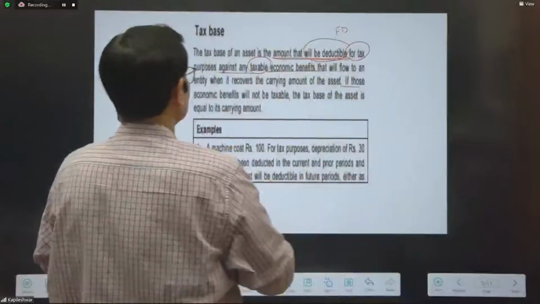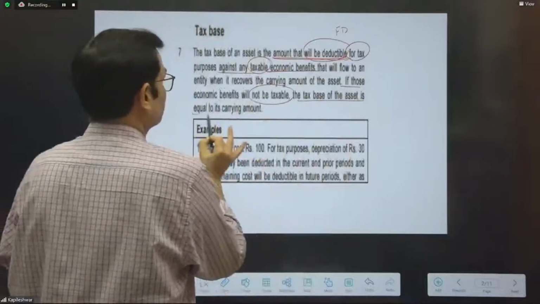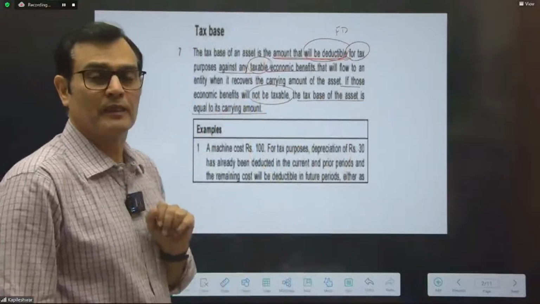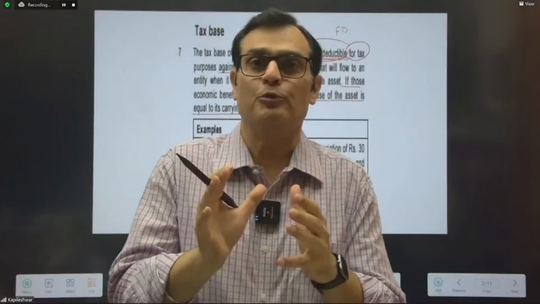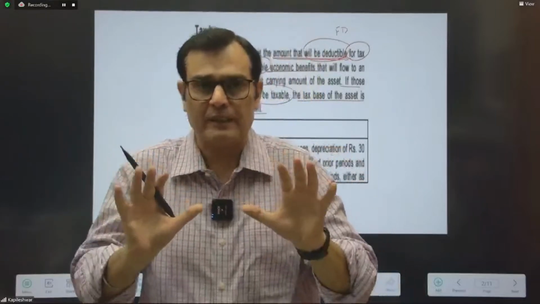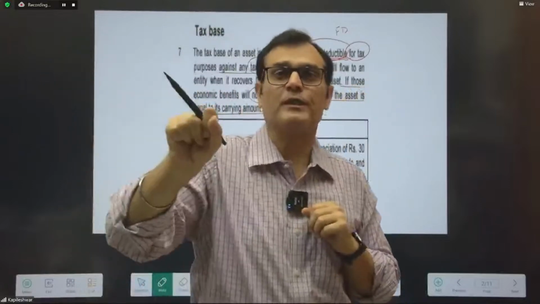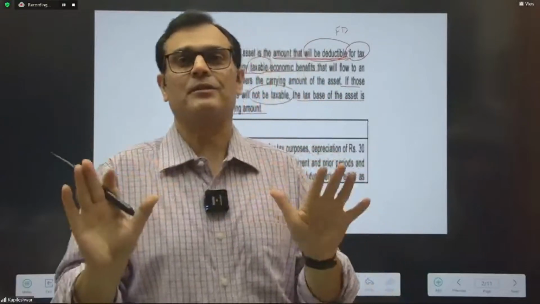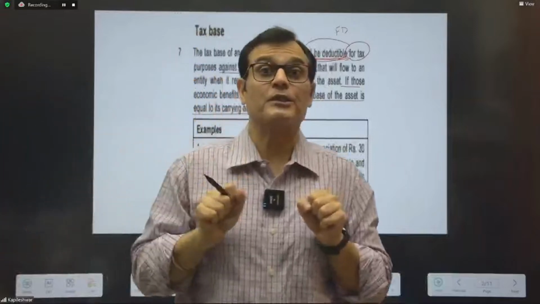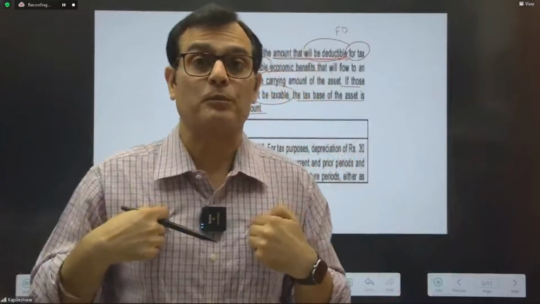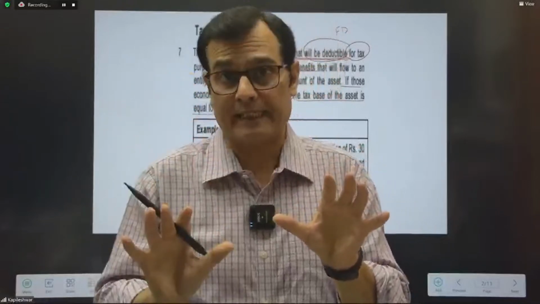Then it says if those economic benefits are not taxable, the tax base is equal to the carrying amount. I have simplified the definition for you in the form of a question. You need to think very carefully: when the benefits will come, will the income tax authorities come or not? If no, end of the story. If the benefits will come and the income tax authorities will come, you need to know the income tax provisions. What is the deduction allowed under the Income Tax Act?